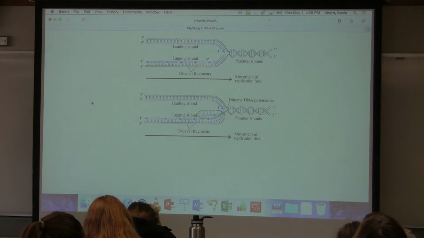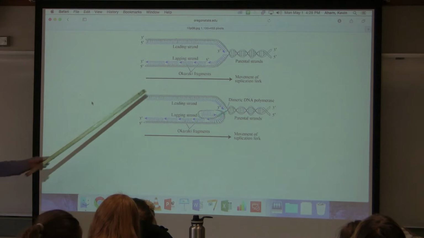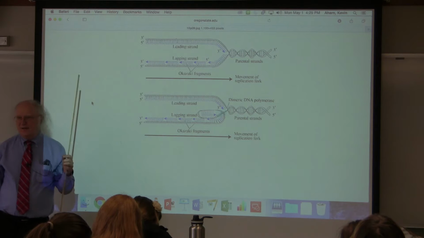The pieces have names. George, Henry, Harold. No. The name of the pieces are called Okazaki fragments.